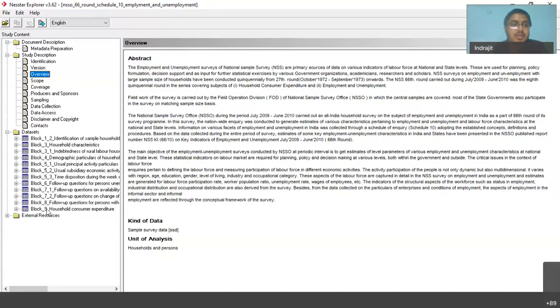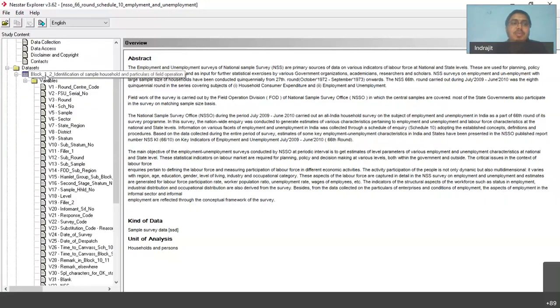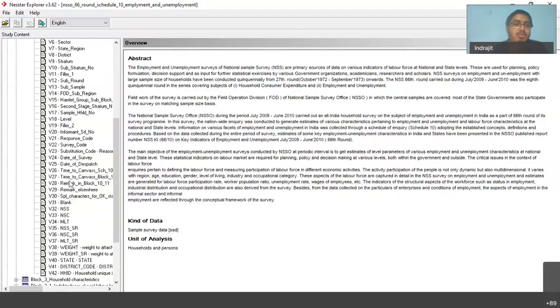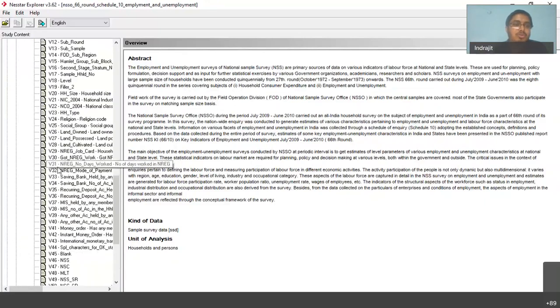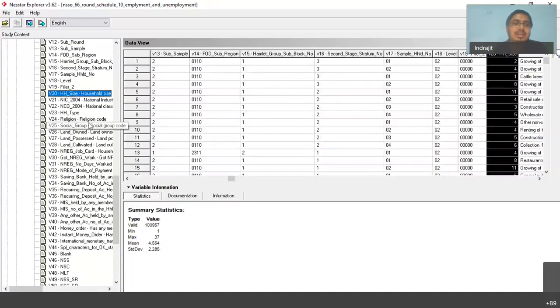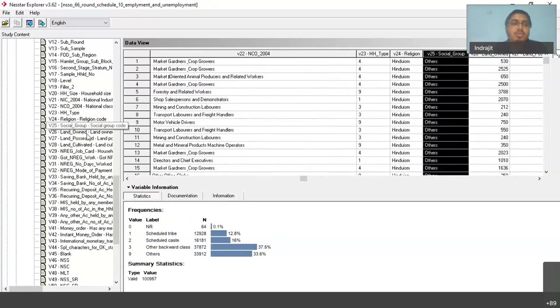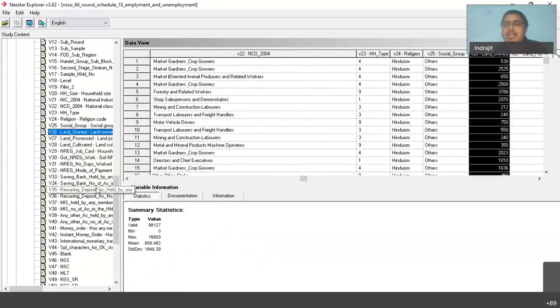So here, in a 9 block at the aggregate level, what is there in every block? Before extraction, you will come to know these are the variables in my block 1, 2: round number, weight, survey. What is there in block 2? Household characteristics. What is this data all about? You will see the household size, the religion, the social group, the land owned by the household. So you will get the information.